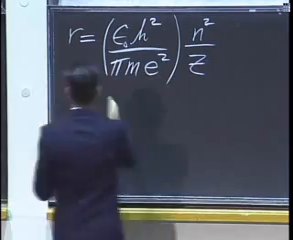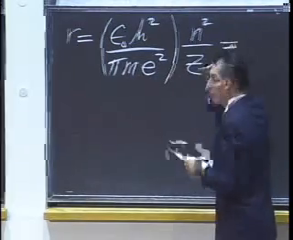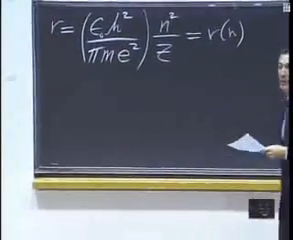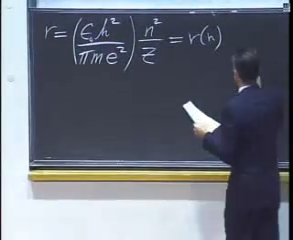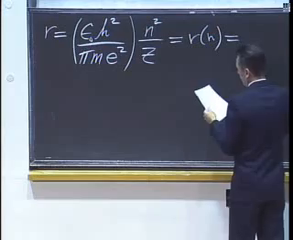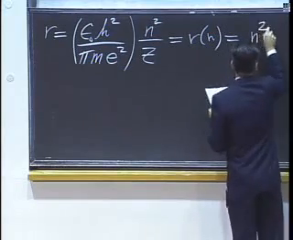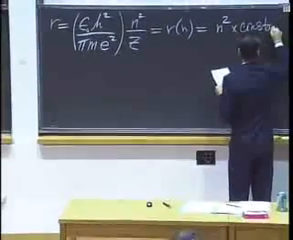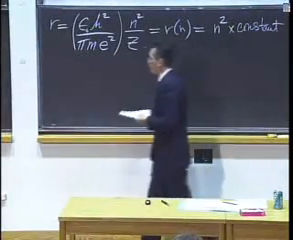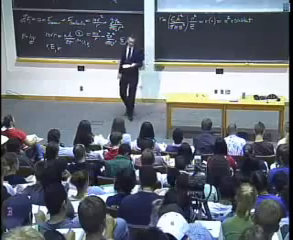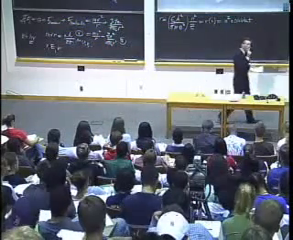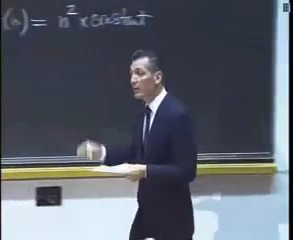So what do I see? I see that r takes on discrete values. R is a function of n, takes on discrete values, and in fact, the functionality is that of the square of this number times a constant. So this tells us that the radius of the electron orbit, first of all, there is more than one radius. There's a plurality of values. Secondly, that those values are discrete, they're quantized.